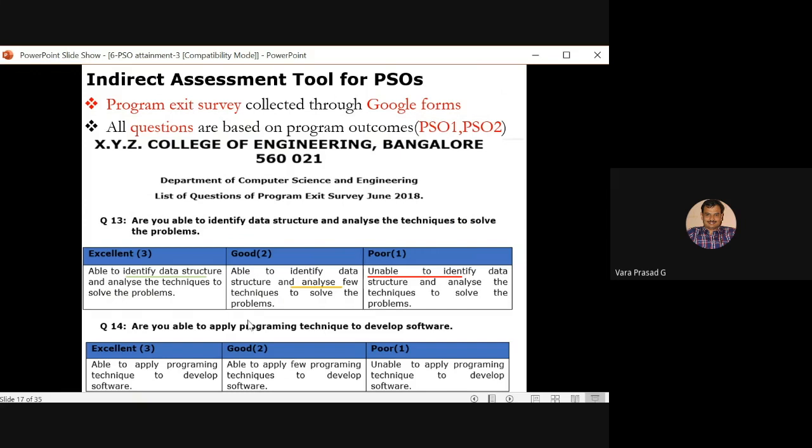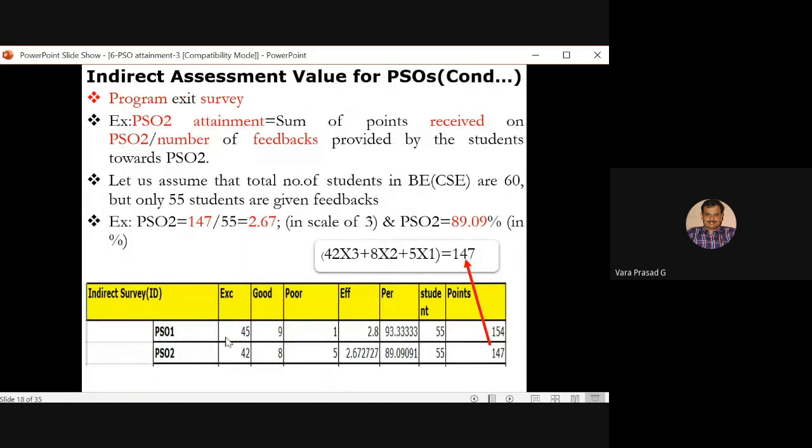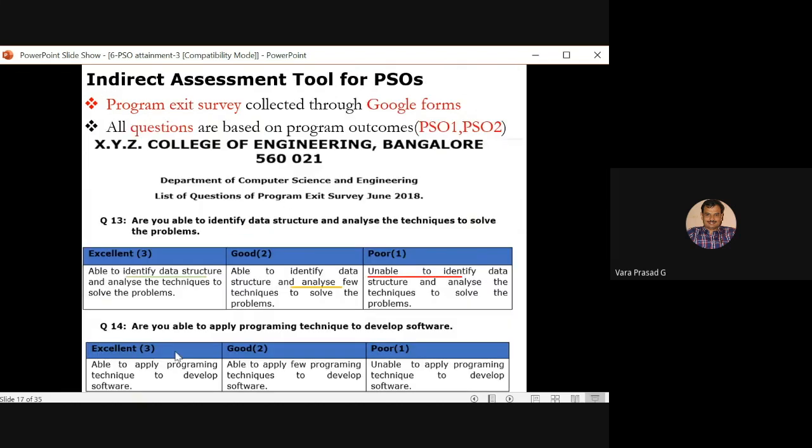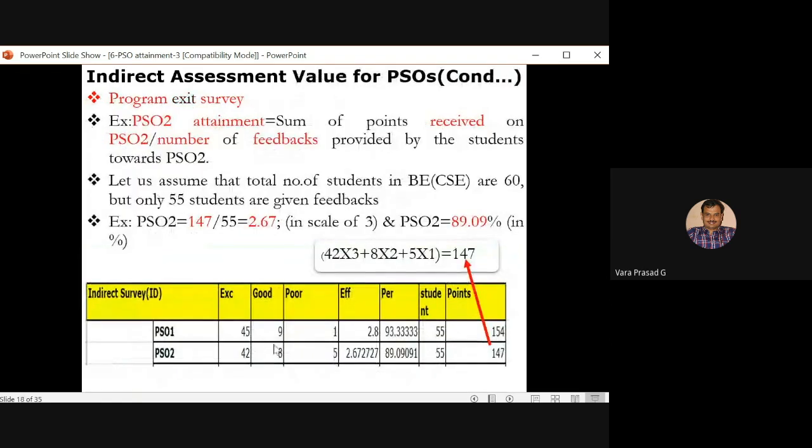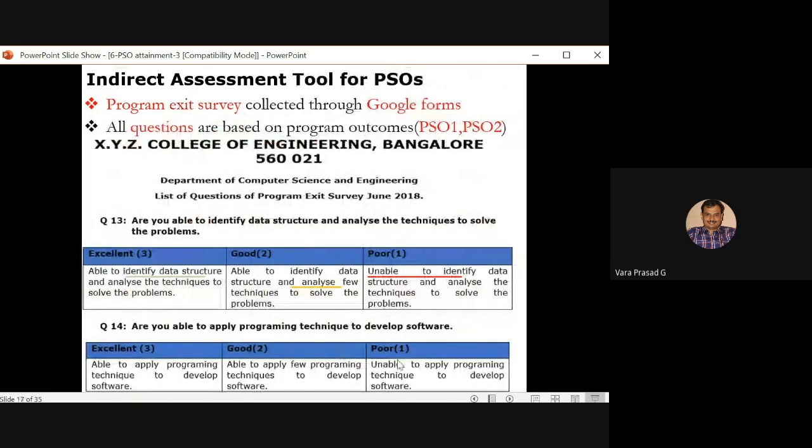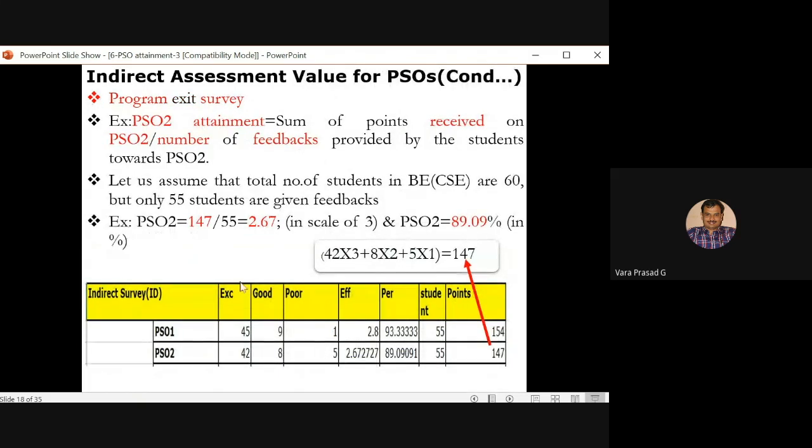So you would have taken the feedback in this fashion. For PSO2, 55 students have given feedback: 42 students gave excellent, 8 students gave good, and 5 students gave poor. Now, I'm assuming I've given the weightage as follows: excellent weightage is 3, good weightage is 2, and poor weightage is 1. So how do you do this calculation?